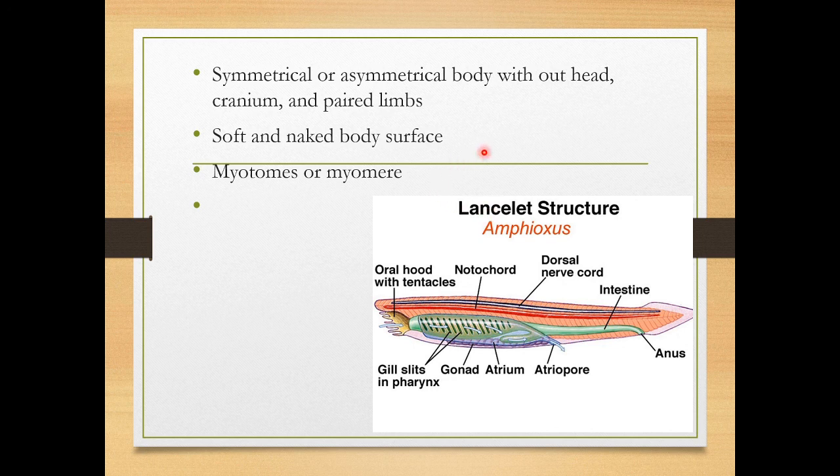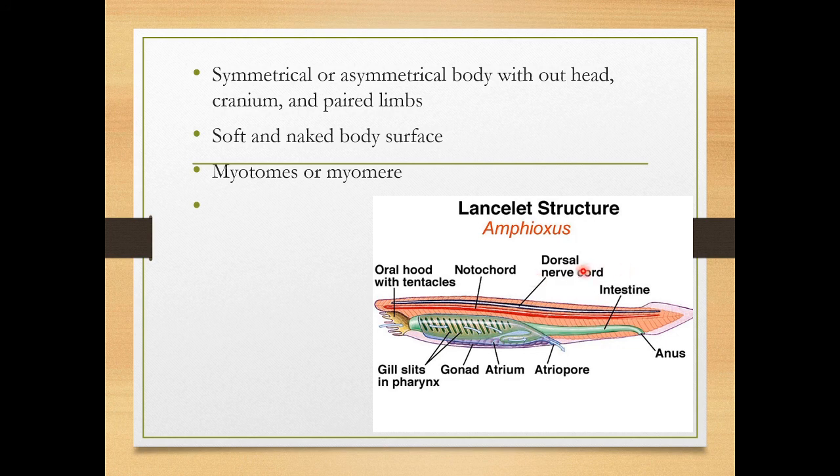Symmetry means symmetrical, maybe they have a symmetry or asymmetrical body without head. There is no head region, cranium and paired limbs. So these three things are absent: head, cranium and paired limbs. Soft and naked body surface, there is no covering. In Urochordata we said the body is covered by a tough polysaccharide called tunicin. So here there is no such covering. It's so soft and naked.